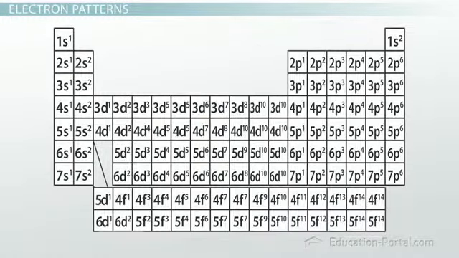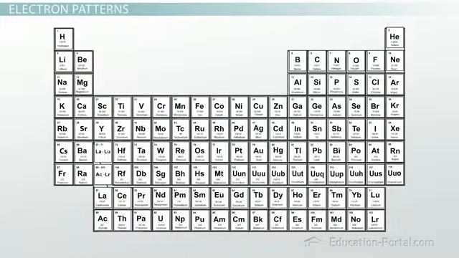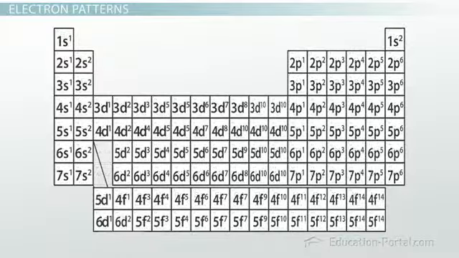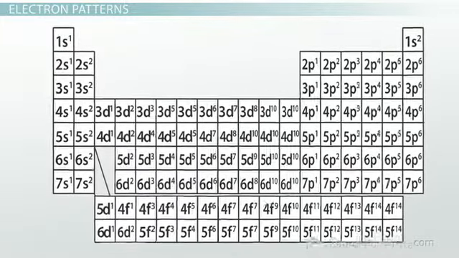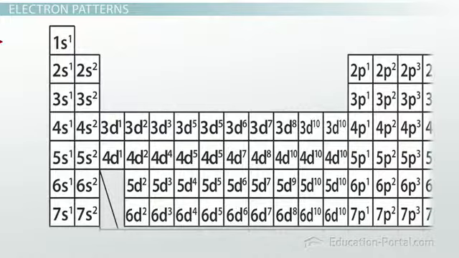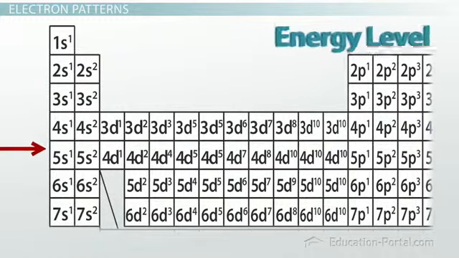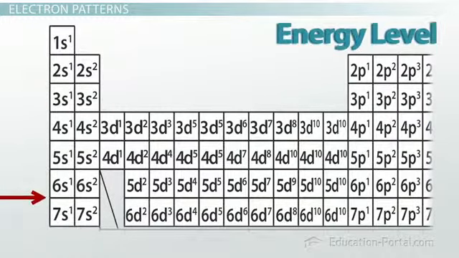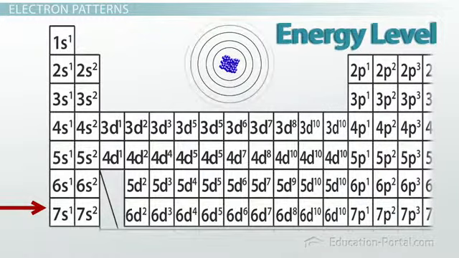Let's take a look at this diagram. It may look just like a bunch of numbers and letters in blocks arranged somewhat like the periodic table, but look closer. Do you see any patterns? First, you may notice that the large numbers increase as you move down. This number indicates the energy level of the electron. The higher the number, the more energy an electron will have.